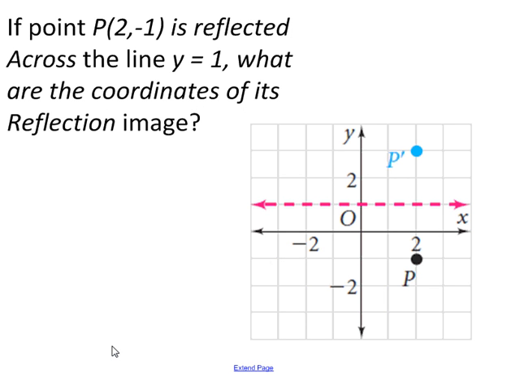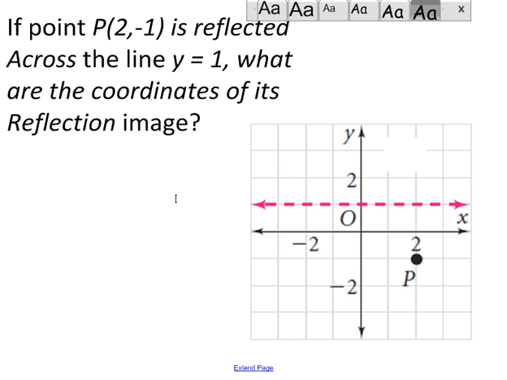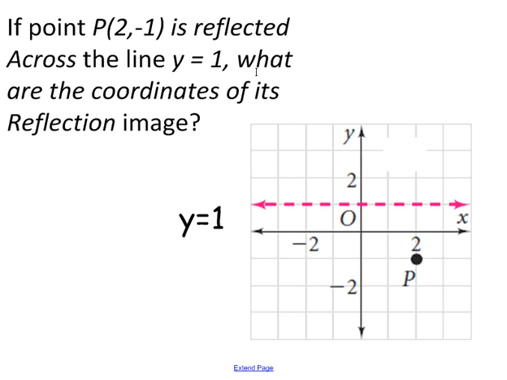Okay, so here our first example says if point P, 2, -1, is reflected across the line y equals 1, what are the coordinates of its reflection image? So it's showing the reflection already. Let me get rid of it, and I want to show you how you get it. So here we got point P. The coordinates are 2, -1, so point P is right over here, and we have the line y equals 1. So the line y equals 1 is the pink dotted line that you see here. And it says that the point P is reflected across this line.